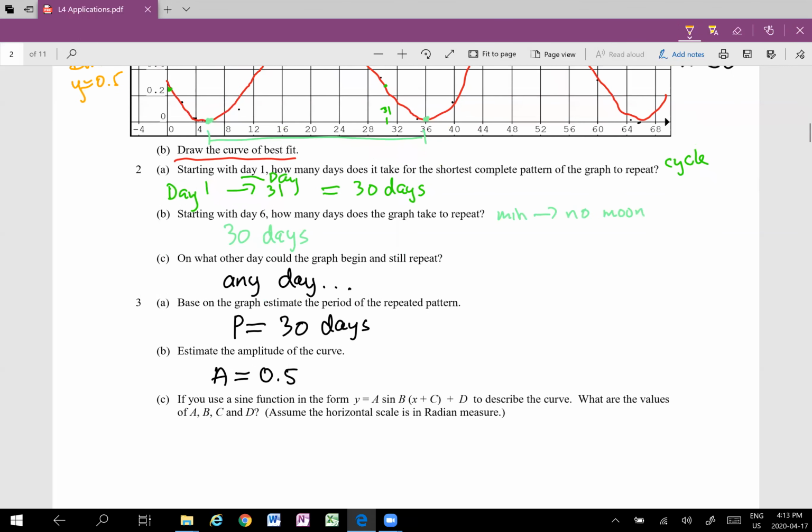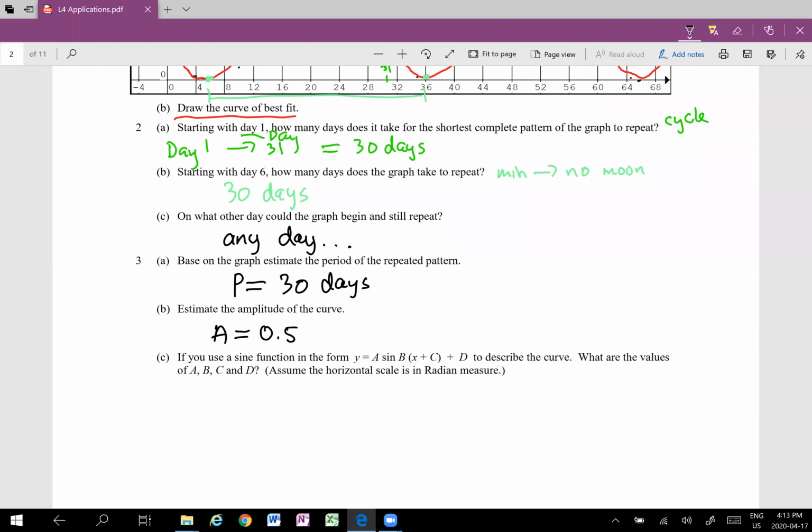So now notice what we're trying to do for question 3C. If you use a sine function in the form of y equals a sine b(x minus c) plus d, describe the curve. What are the values of a, b, c, and d? Assume the horizontal scale is in radian measure. A lot of you know what I'm going to be doing. Just like the Ferris wheel problem that we did, most of us will actually do APDNS, where D stands for the equation of the axis, and that might assist you.